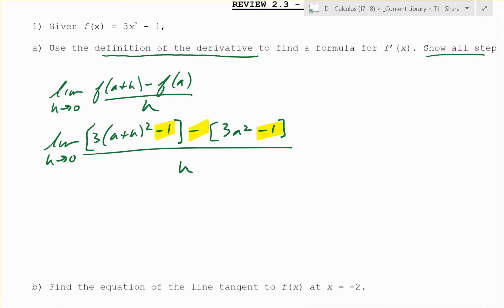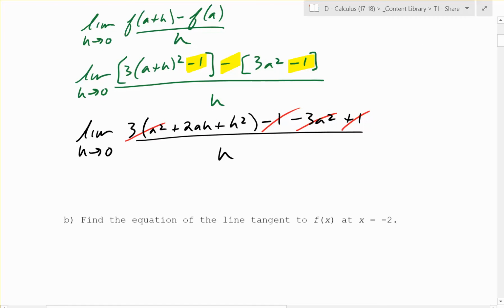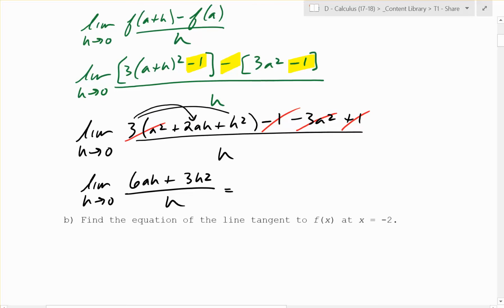So then when you multiply this out, you end up with the limit as h goes to 0 of 3 times a squared plus 2ah plus h squared, minus 1, minus 3a squared plus 1. So when you distribute this out, you end up canceling a few things. You have the negative 1 and the positive 1, the 3a squared and the negative 3a squared. So you end up with 6ah, and the 3 still distributes into both of them.